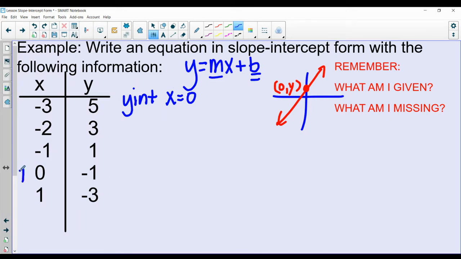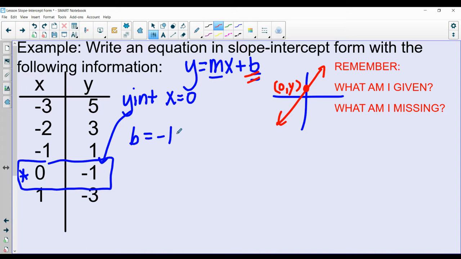Okay, so if we go to the table, this right here is our y-intercept, and so the y-intercept is actually the y value right here. So the y-intercept happens when x is 0, and it is the y value. So this table does give us the y-intercept. Now what are we missing? Well, we now know this, okay? We got this one. This is -1. Now we need to figure out m.